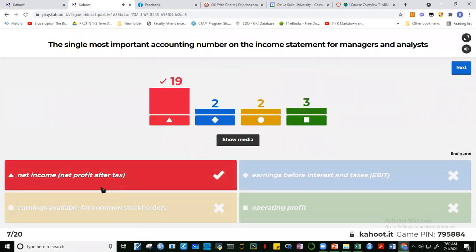Okay, it's net income or net profit after tax. Okay, ito yung pinaka-importante, no? Hindi yung operating profit, hindi yung EBIT, earnings before interest and taxes, hindi yung earnings available for common shareholders, but it should be the net income. Yung tinanggal na yung operating expenses, tinanggal na yung financial charges, tinanggal na rin yung tax.